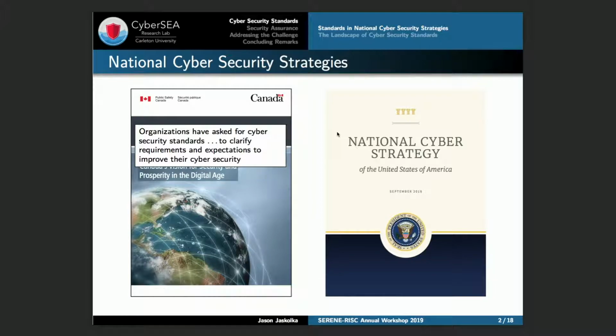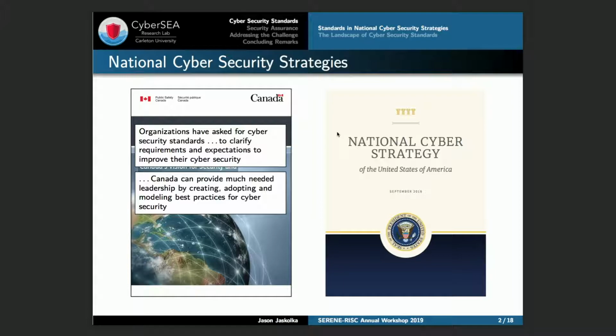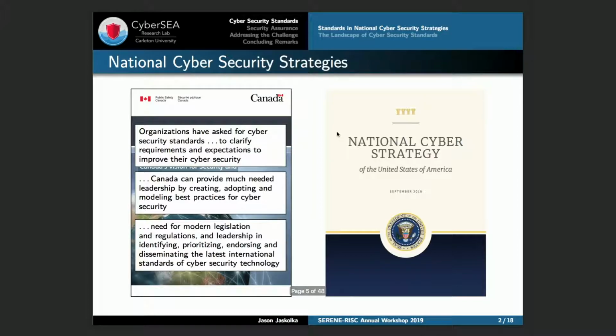So for example, when we start looking at the Canadian National Cybersecurity Strategy, it makes explicit mention that organizations have asked for such cybersecurity standards and are asking for government assistance in actually clarifying the requirements and expectations so that they can improve their cybersecurity. There's a mention that Canada can actually provide leadership in creating and adopting best practices and cybersecurity standards, and a call for modernization of the legislation and regulations associated with standards development. So this is what Canada has to say about it.